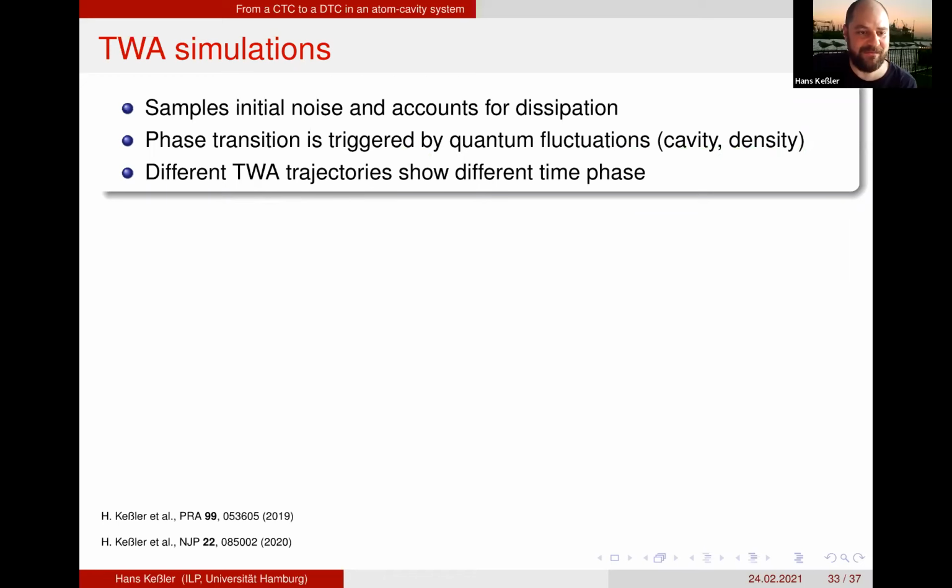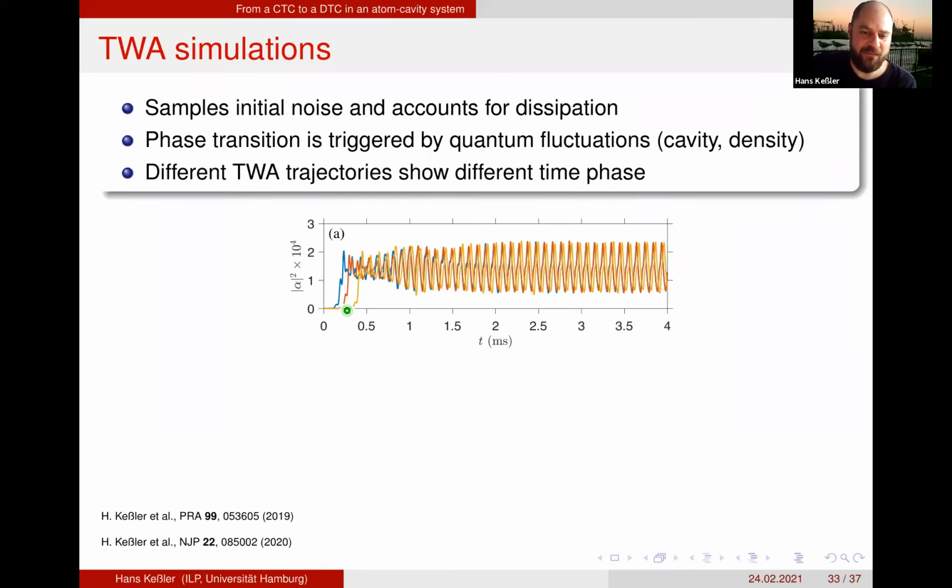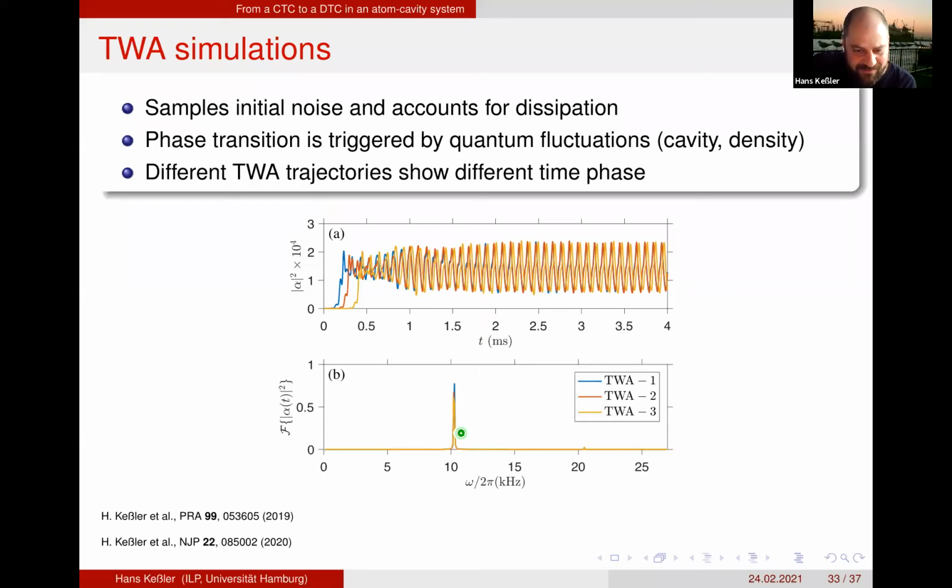That means for each different truncated Wigner trajectory, so for different initial states, it should show a different phase transition, or the phase transition appears at a different time or pump strength. Here I plotted just three randomly picked truncated Wigner trajectories. And if you look at the Fourier spectrum, the frequency is fixed, but the phase is shifted. So the time phase is shifted.